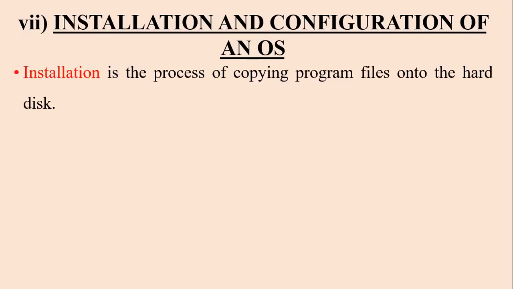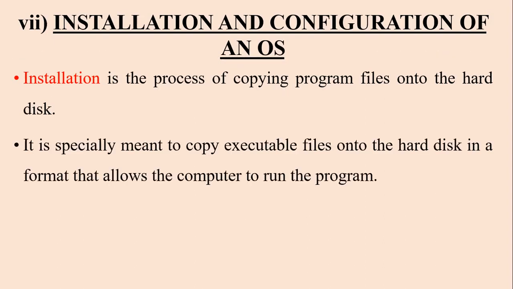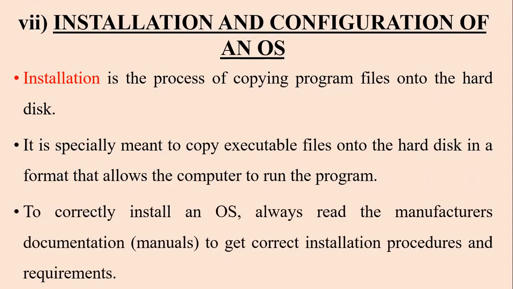Let's now look at the installation and the configuration of operating systems. When we talk about installation, we are referring to the process of copying program files into the hard disk. It is especially meant to copy executable files onto the hard disk in a format that allows the computer to run the program. To correctly install an operating system, always read the manufacturer's documentation, or what we call the manuals, in order to get correct installation procedures and requirements.